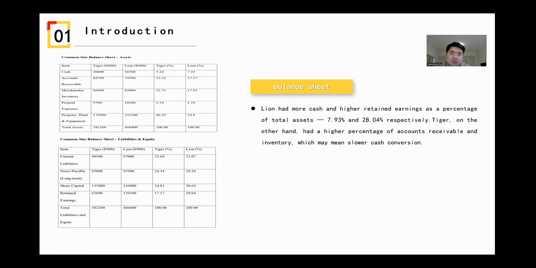In the balance sheet, Lion had more cash and higher retained earnings as a percentage of total assets, 7.93% and 28.04% respectively. Tiger, on the other hand, had a higher percentage of accounts receivable and inventories, which may mean slower cash conversion.